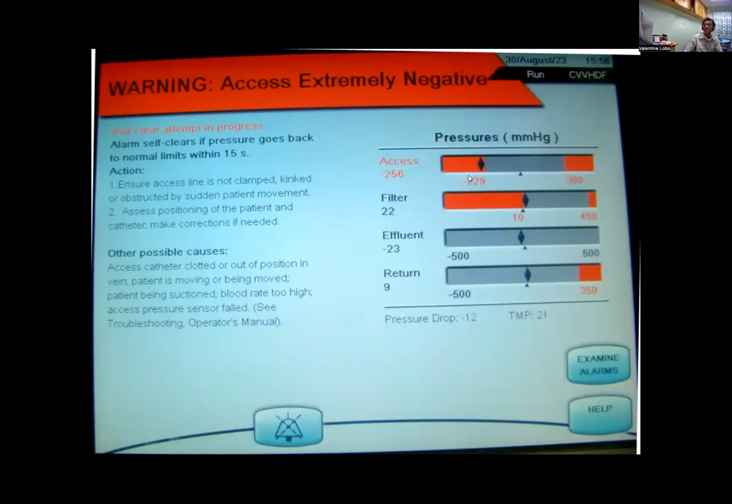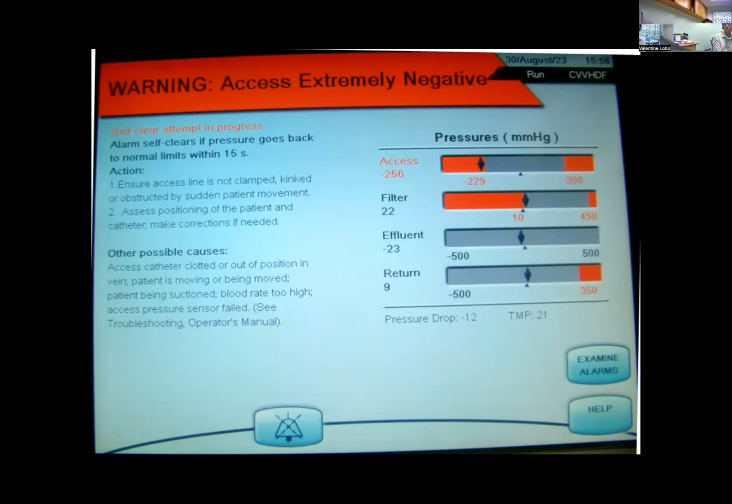So the access pressure has become extremely negative. It's minus 256 over here at the blood flow that we have set. This has happened either because the access line is accidentally clamped, if when moving the railings of the bed, the line gets pinched between the railings, or if a patient is restless and there's a lot of movement.